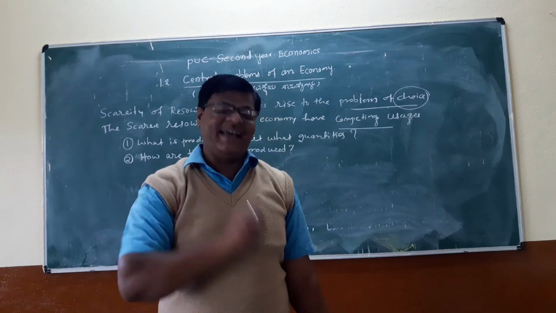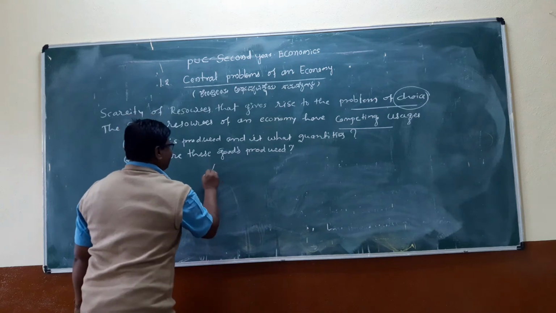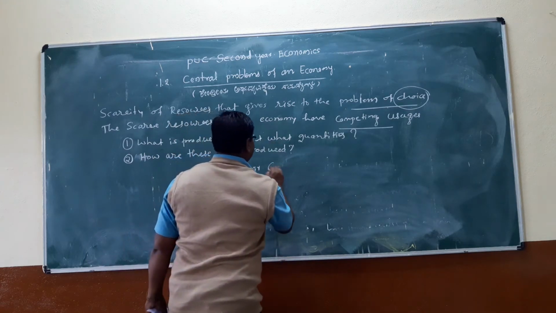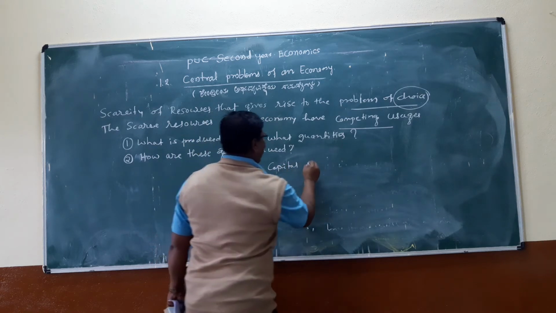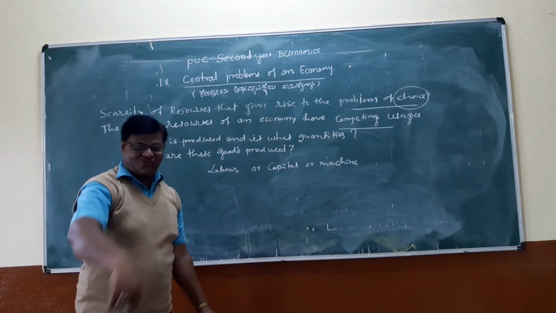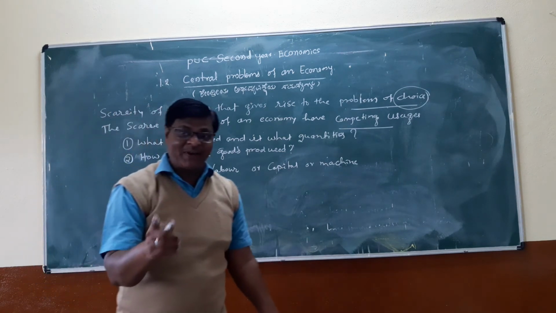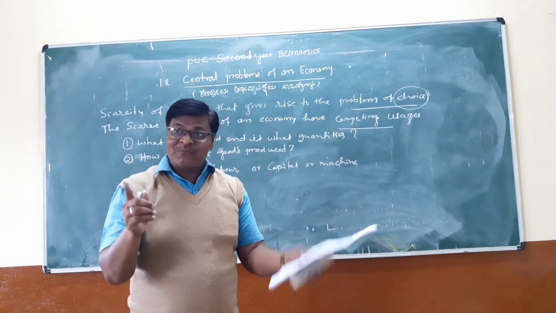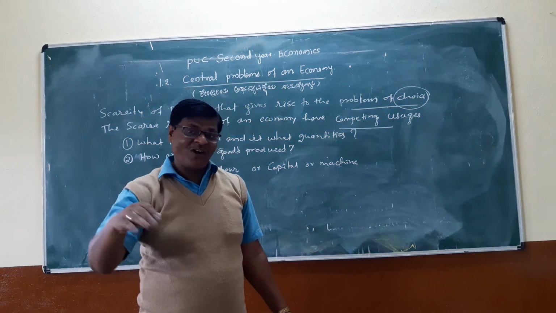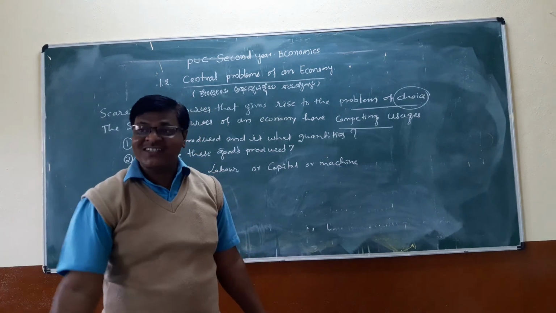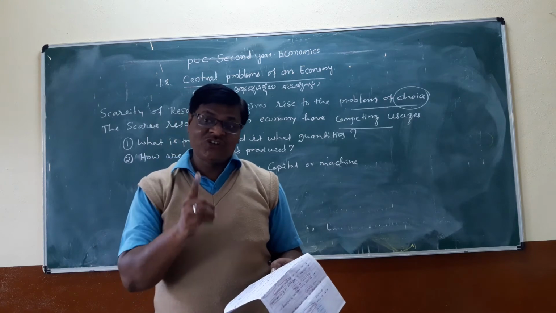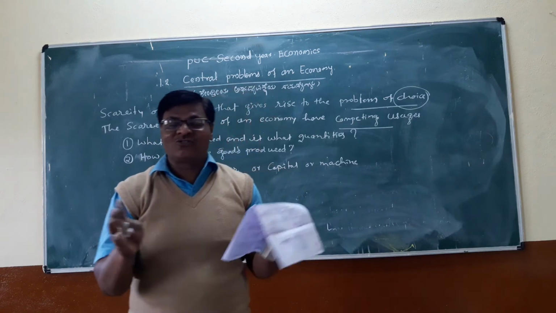The first factor of production is land. The second is labor. The third factor of production is capital or machines. How to produce? This is the second problem of an economy. What factors of production to use, more labor or more capital or machines? And which technology available should be used in the production of goods and services?